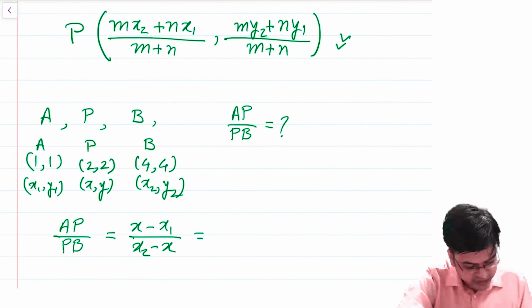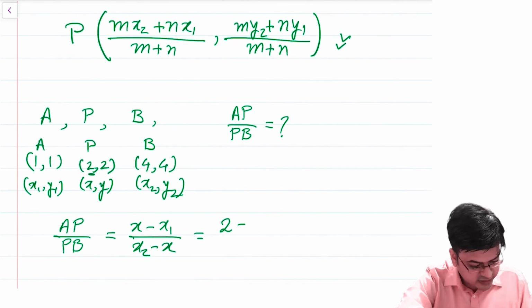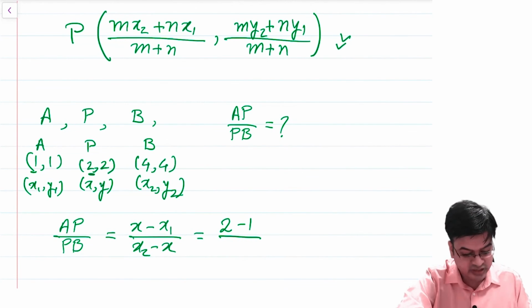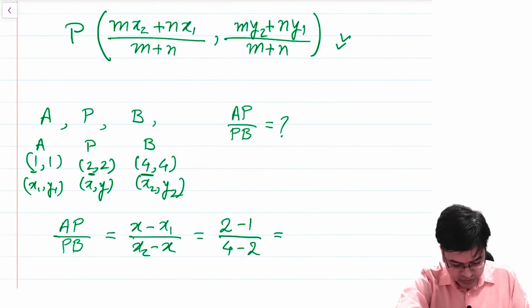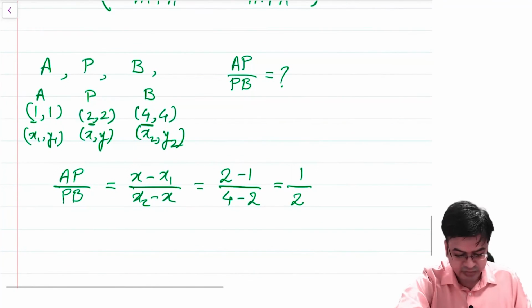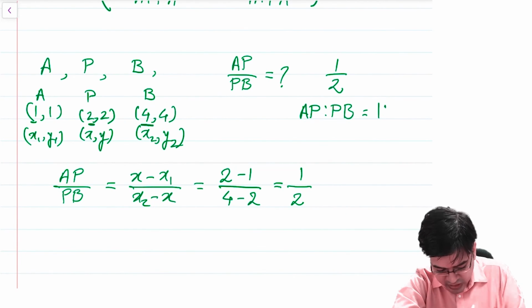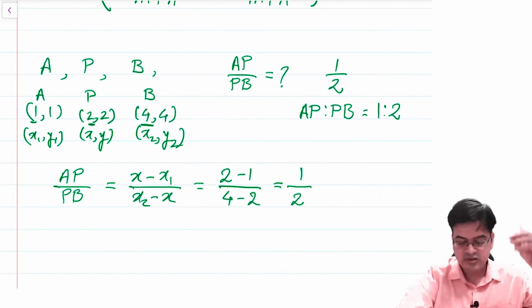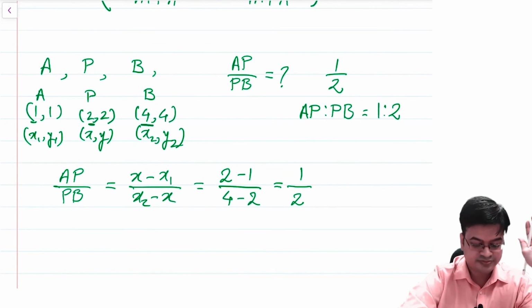So x over here is, according to our notation, 2 minus x1, which is 1, so 2 minus 1 upon x2 minus x. What is x2 here? It's 4, and x is obviously 2, so 4 minus 2. This will give me 1 and this will give me 2. So my AP by PB is 1 upon 2, or you can write AP by PB is 1:2. That means the point P cuts the line segment AB into 1:2 ratio.